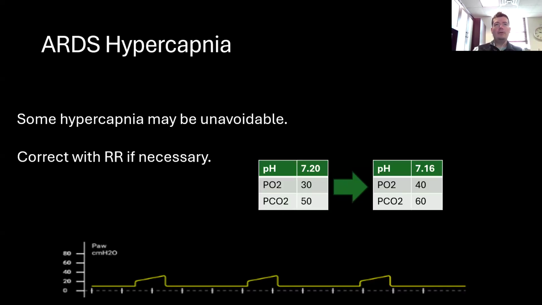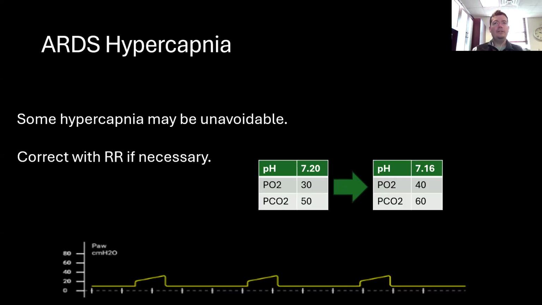So now let's talk about another complication we mentioned, which is hypercapnia. So let's say you're ventilating a patient with ARDS. The VBG that you got prior to intubation shows that you have a PCO2 of 50. And now, 30 minutes post-intubation, you repeat a VBG and you have a PCO2 of 60 and a worsening acidosis. So what can you do?